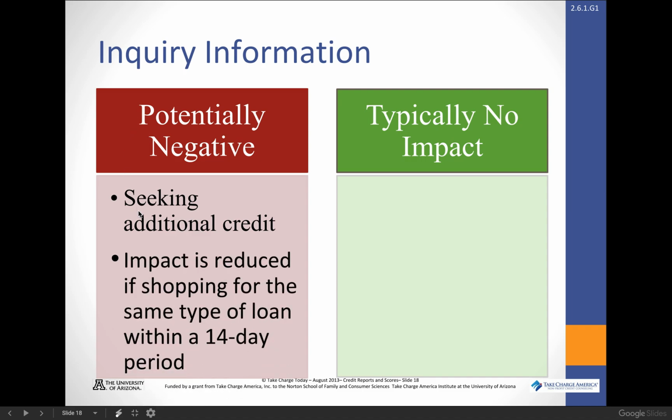And like I said, so that's negative. If I'm seeking additional credit or different loan types, that's going to be seen in a negative light. So this is going to be reduced if I'm shopping around, like we know we want to shop around if we are going to get a new loan or open a new credit card. So if I am looking around and there are 2 or 3 inquiries that are within a 2-week period, that means that I'm just shopping around. I'm not actually trying to open 2 or 3 different lines of credit. I'm just looking at my different options. And so that kind of reduces the negative impact this can have on your credit report.